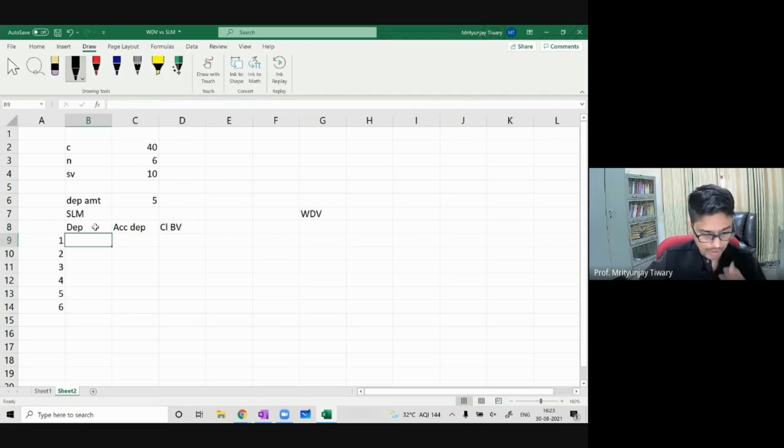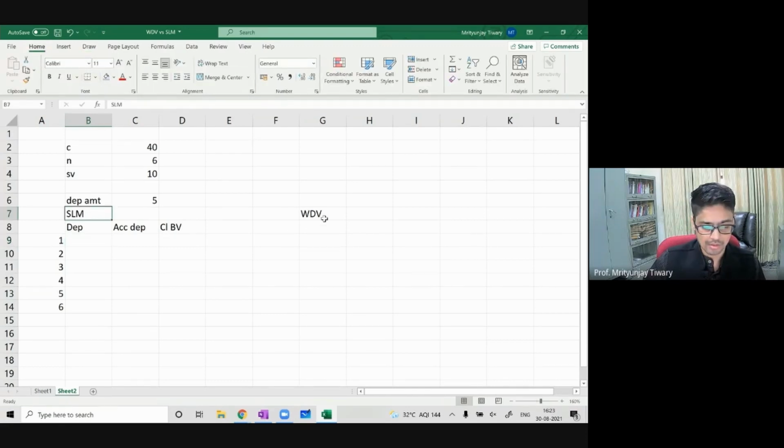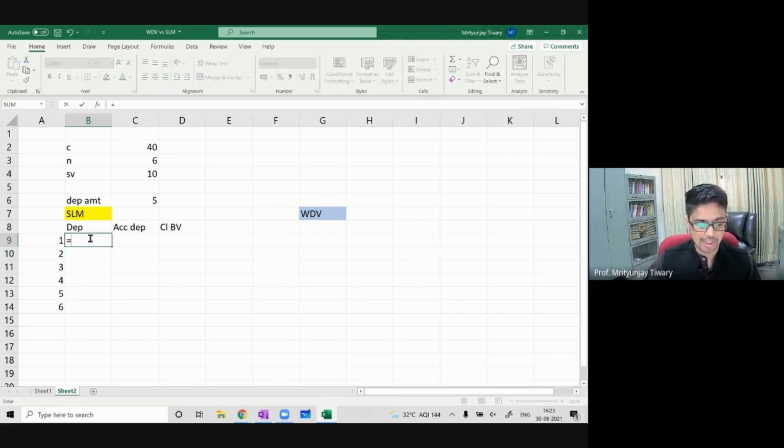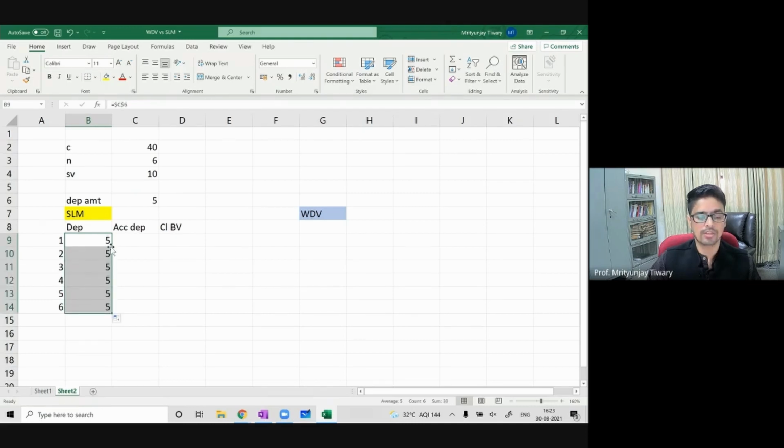Okay. So let us calculate this under method SLM. I'll just give it color coding. So let's give code blue to WDV, and let's say some other color to this SLM method. Let's say code yellow. So the first year depreciation, in fact, all the years' depreciation is going to be the same in this method. It is going to be frozen, so I'll freeze this cell. Let me drag this now. So depreciation under SLM is going to be exactly the same in all the years.